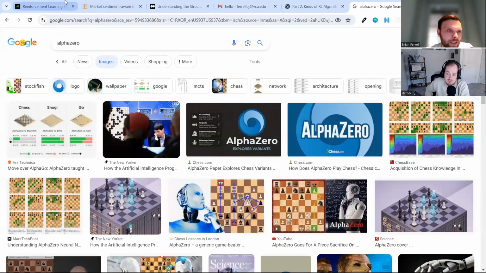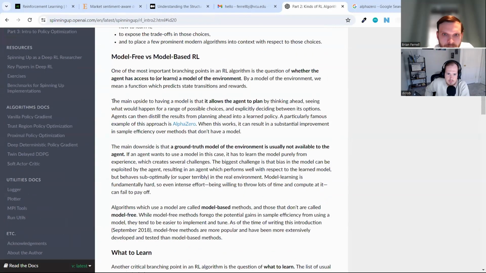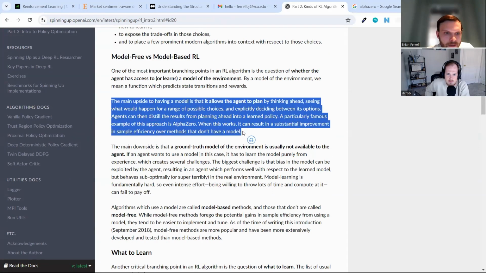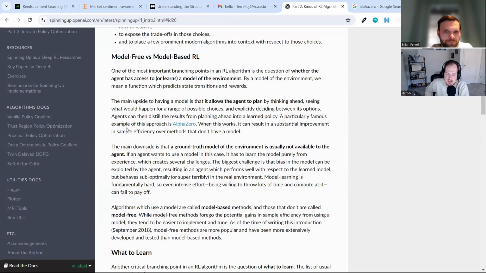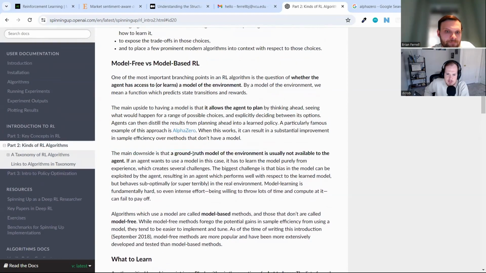Interesting. I've read that if you can do model-based, then I think they even have it here. Let's see. Yeah, this is saying the main upside to having a model is that it allows the agent to plan by thinking ahead, seeing what would happen for a range of possible choices, and explicitly deciding between its options. But it has to be able to predict the environment, to have some sort of ground truth model of the environment. In a lot of games, there are so many variables and so many inputs you can't really decide that for them.